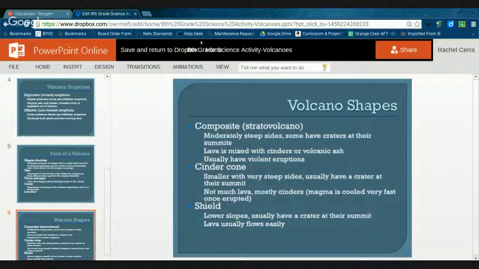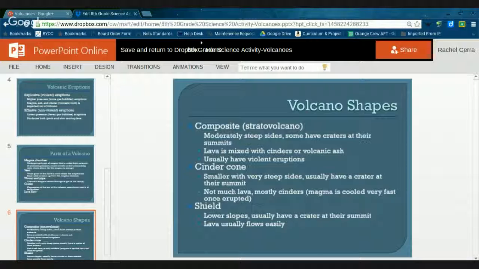Your cinder cone, by the way, kind of looks like the Hollywood version of a volcano. A cinder cone is a shorter one. It's very steep, but it's usually a little shorter. They also usually have a crater at their summit, which is at their peak or their top. Because they're called cinder cones, they're going to expel cinder. They're not going to really expel as much magma. The magma they do expel is going to be cooled very, very fast once it's been pushed out. So most of it is going to be that volcanic rock.